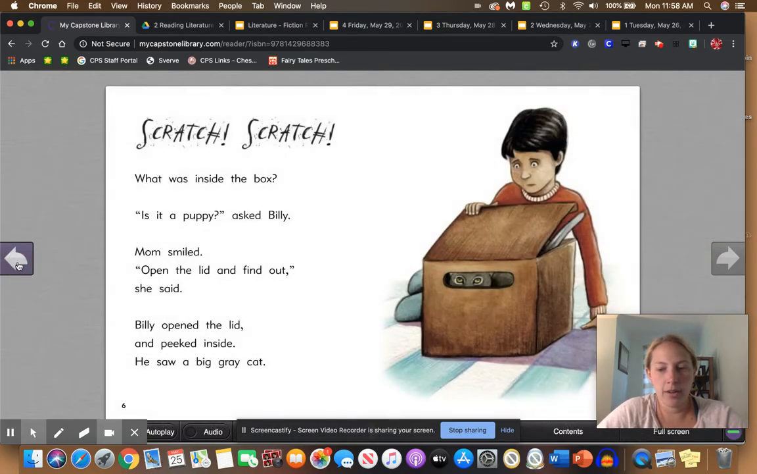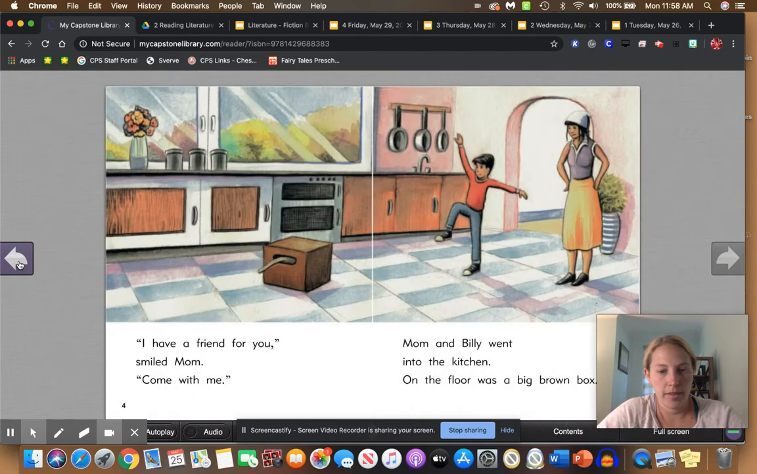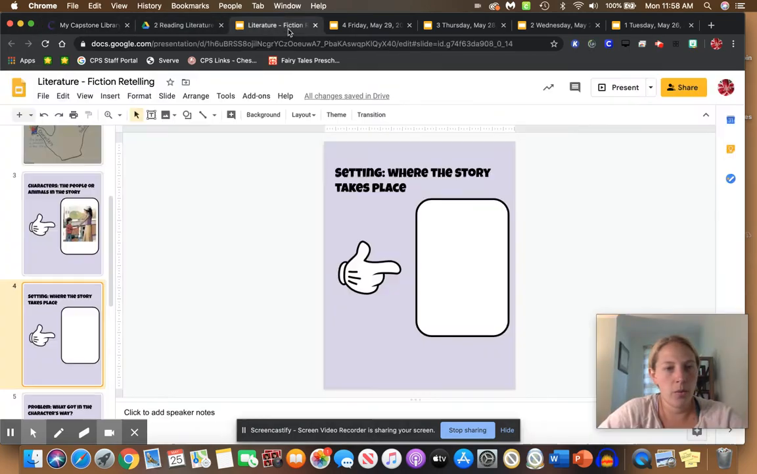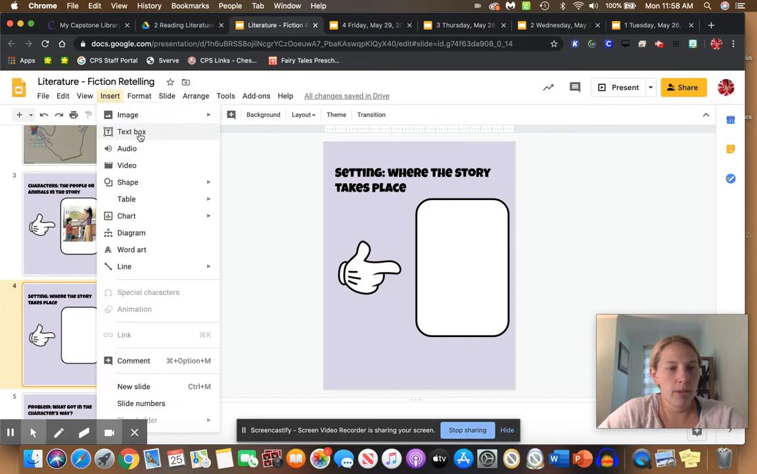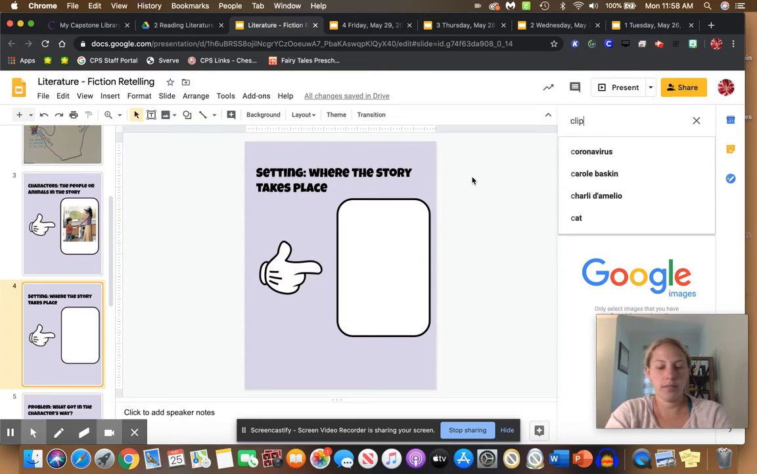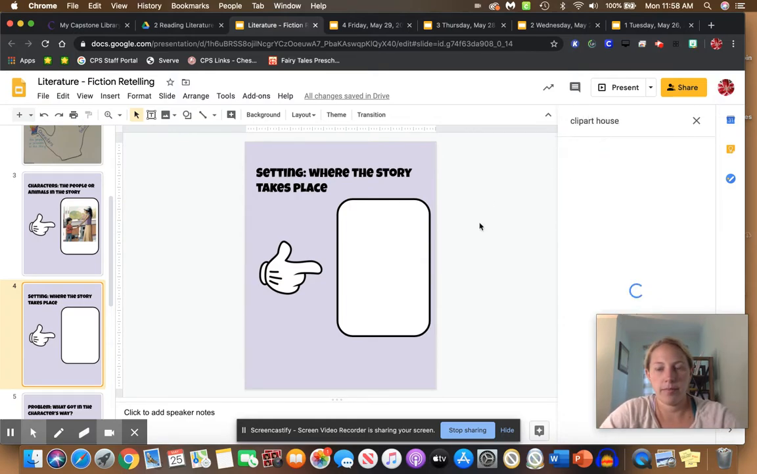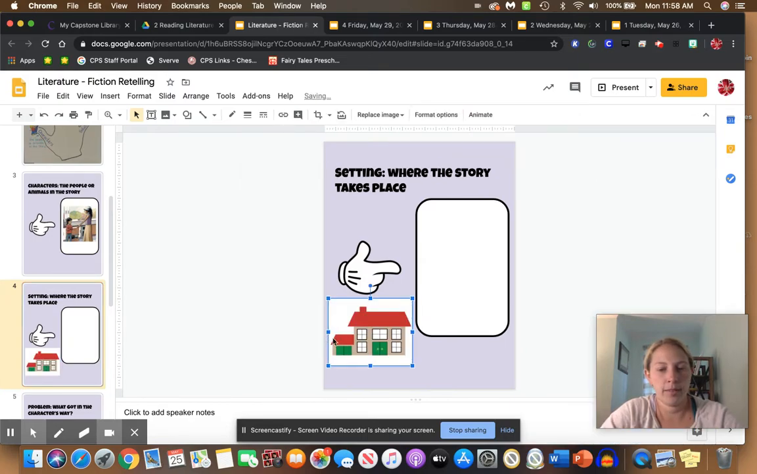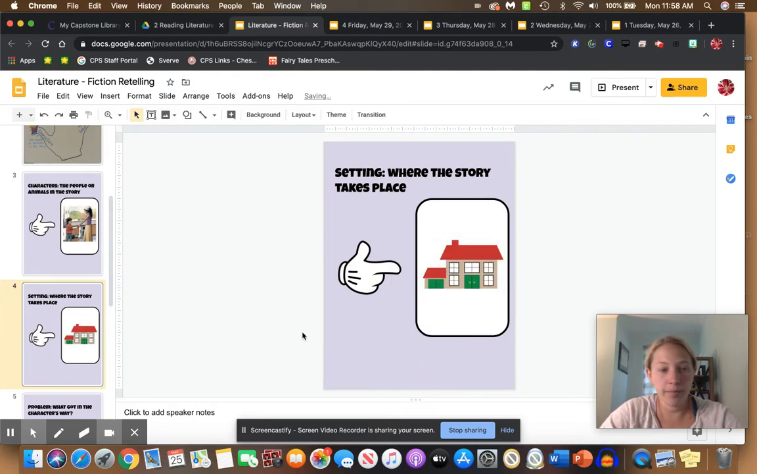Was it inside or outside? I'd say it's definitely inside. It's inside Billy's new house. So I'm going to go back into here. I'm going to find a picture of a house. And here we go. And now my work is done.